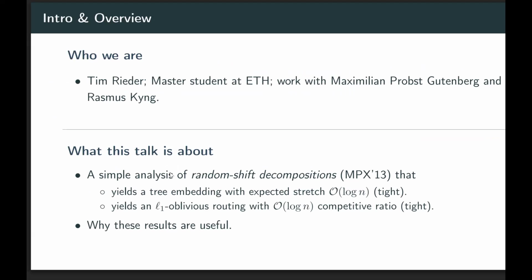And just to give you an idea of what we want to achieve in this talk, because it's good to have a goal in mind when you try to follow along. We want to find a simple analysis of the random shift decompositions, which we'll introduce later. They yield two cool results. First, a tree embedding with expected log n stretch, and an L1 oblivious routing with log n competitive ratio, where both of these results are tight. Then, to start, we will see why these results are actually useful.